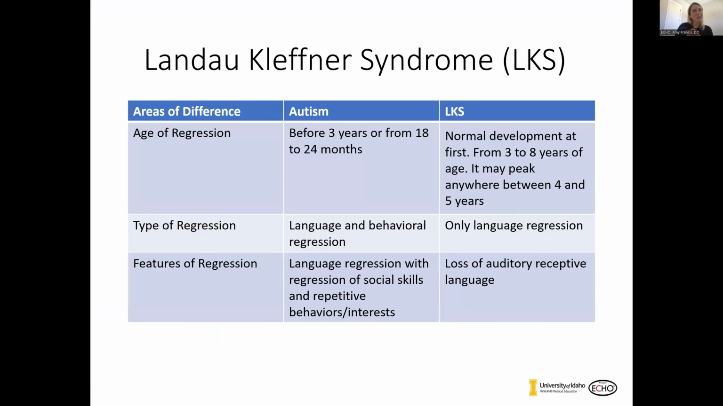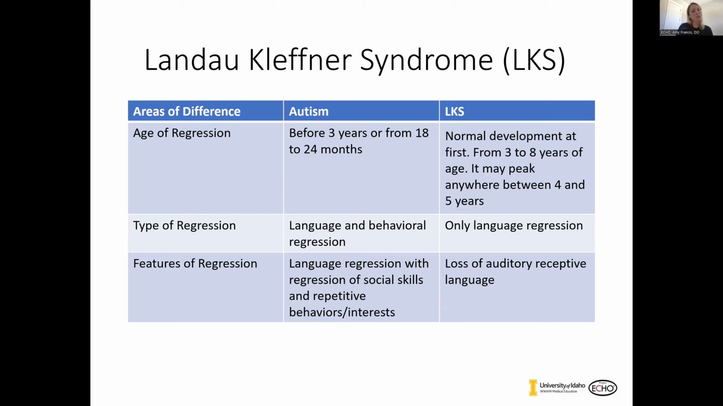Landau-Kleffner syndrome is a seizure disorder. It is often misdiagnosed as autism. And the reason being is children experience regression. But the regression looks a little bit different in children with Landau-Kleffner syndrome and autism, specifically around the age. So children with autism, if they do experience regression, it's going to be before age 3, usually from 18 to 24 months, right? So very important to do your M-CHATs, right? You're screening at 18 and 24 months to catch those kids who do regress.